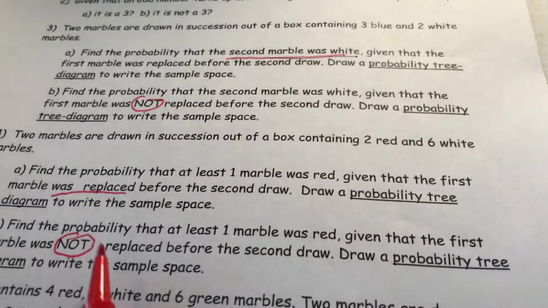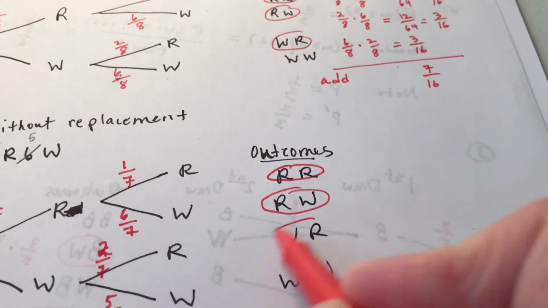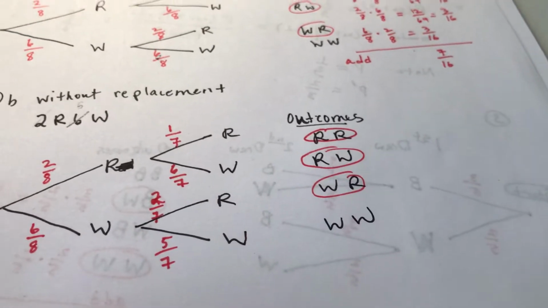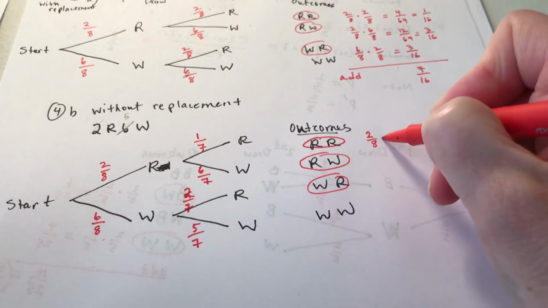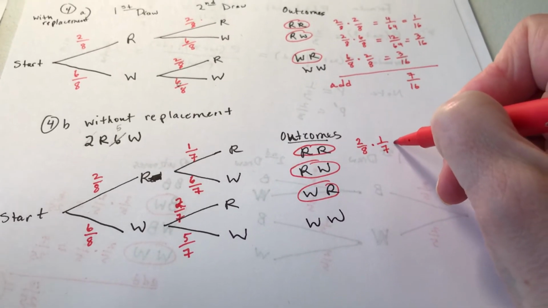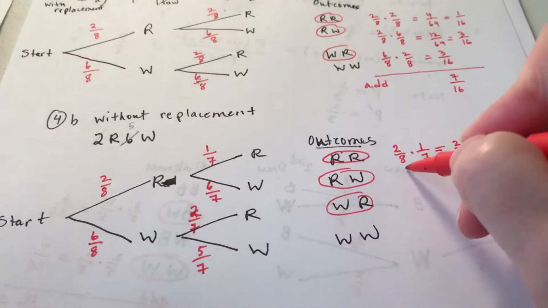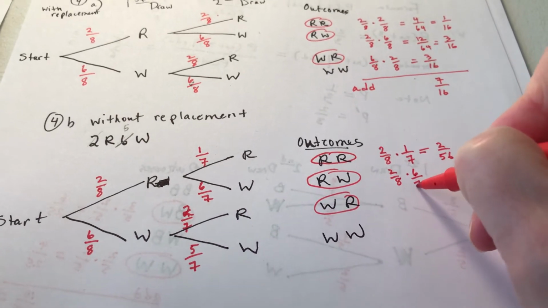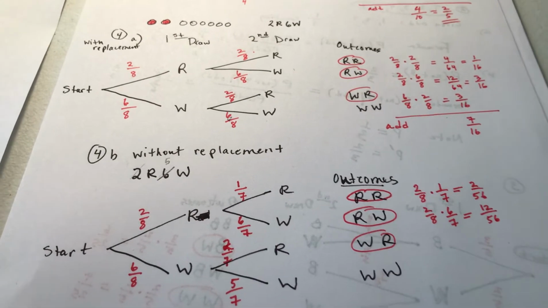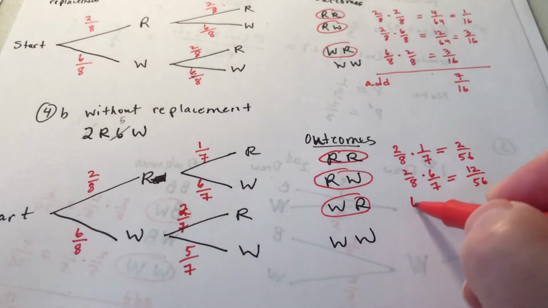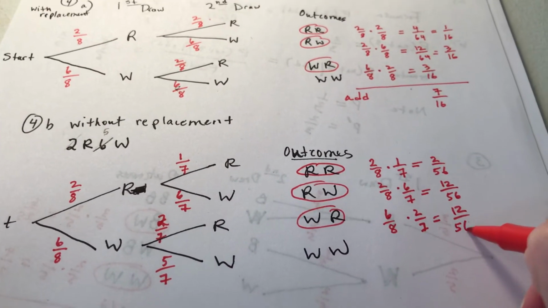And the question is still the same. What's the probability at least 1 marble is red? At least 1 marble is red. So I'm going to do those branches, and that's going to be 2 8ths times 1 7th is 2 over 56. And then this one's going to be red, white. So it's 2 8ths times 6 7ths, which is 12 out of 56. And then white red will be 6 8ths times 2 7ths, which is 12 over 56.